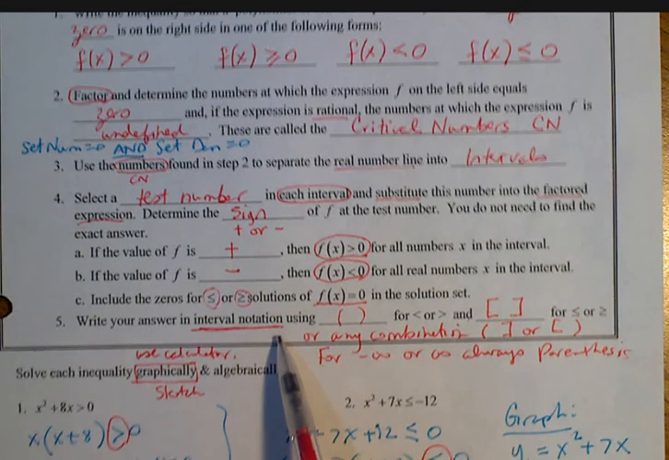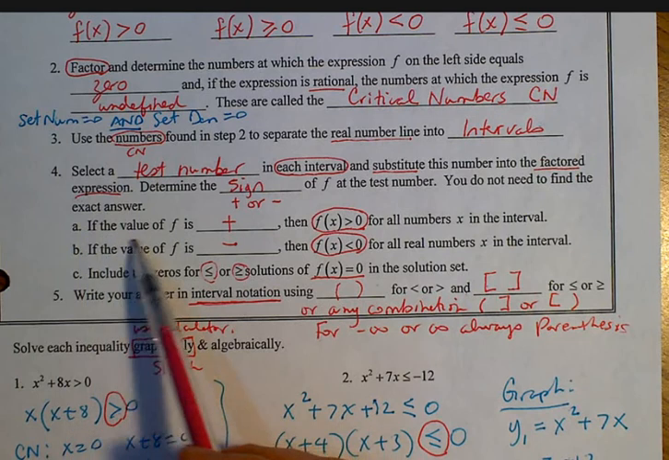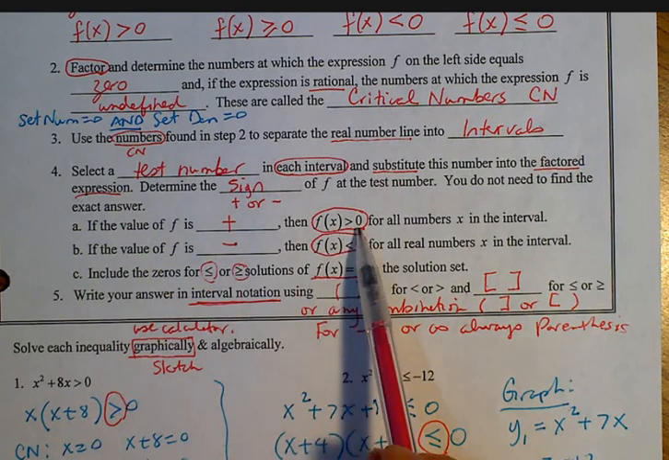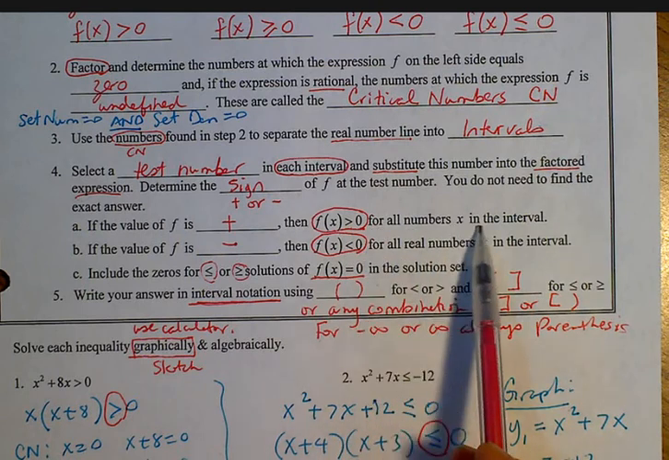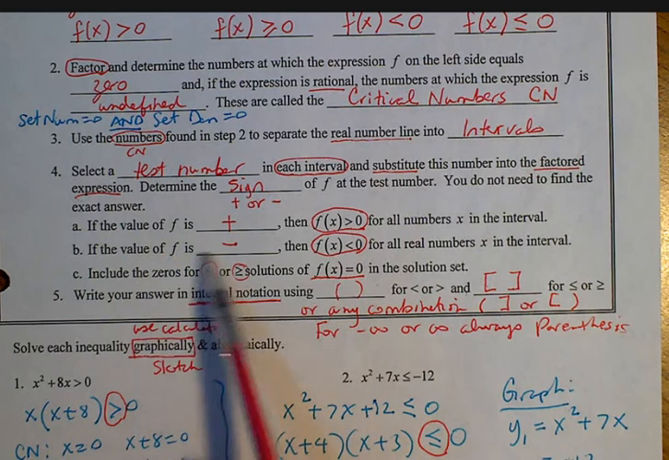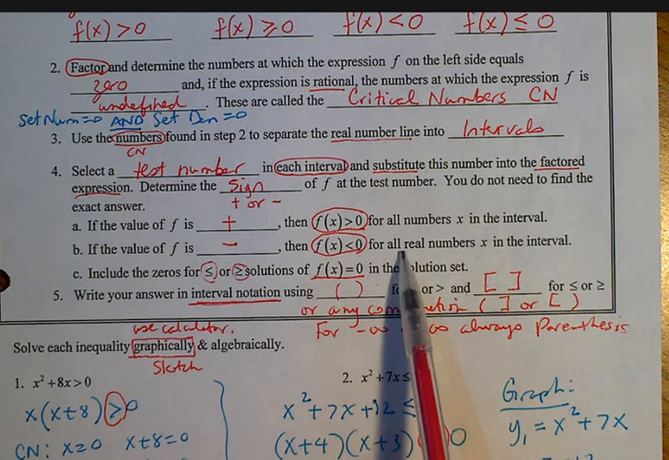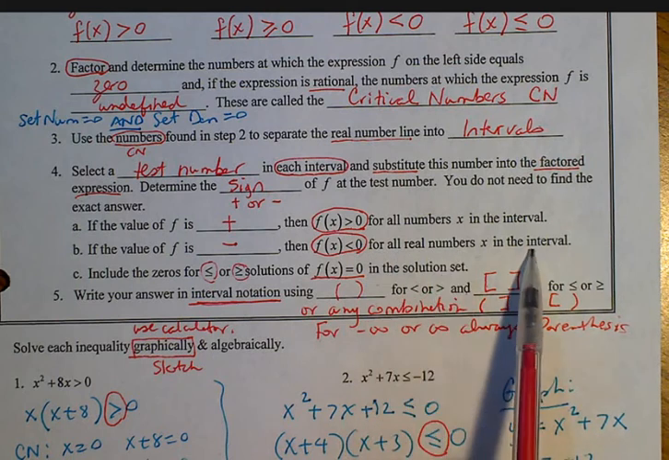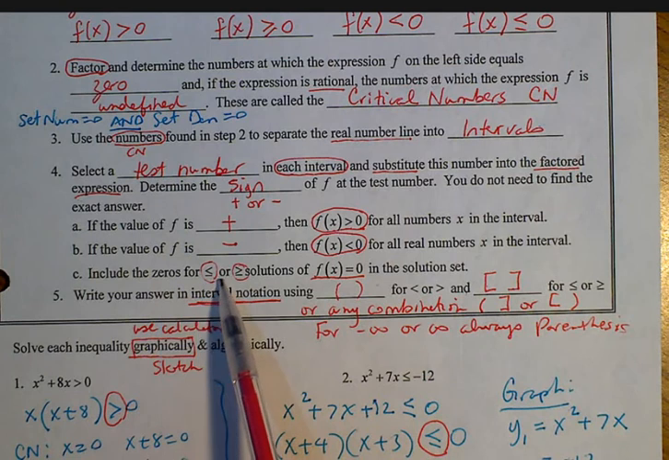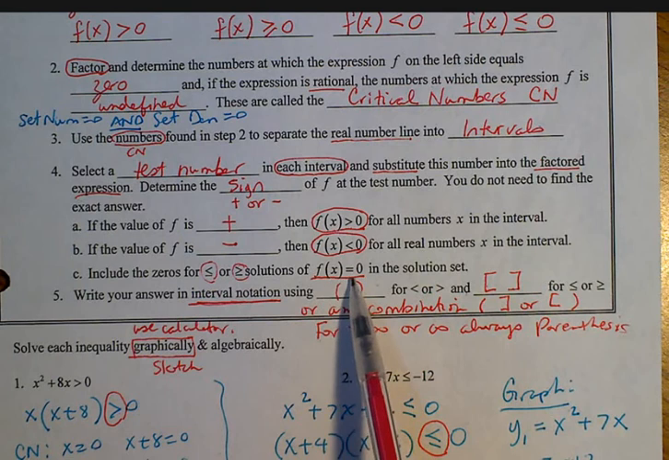So there will be 3 things that you have to look for. First, if the value of f is positive, then f of x is greater than 0 for all numbers x in the interval. If the value of f is negative, then f of x is less than 0 for all real numbers x in that interval. You'll include the zeros for less than or equal to or greater than or equal to, the solutions of f of x equal to 0, in the solution set.